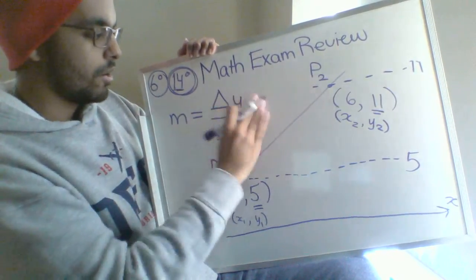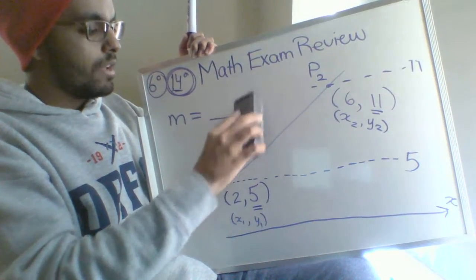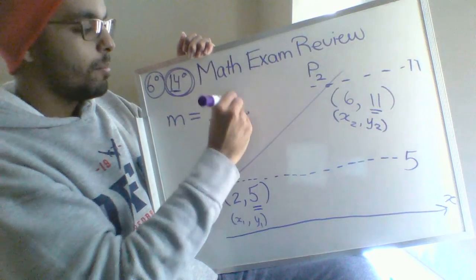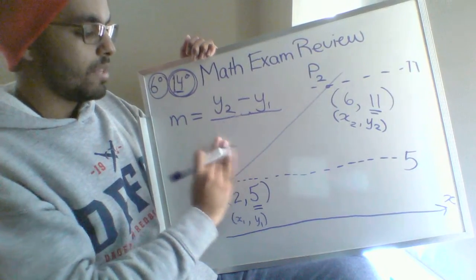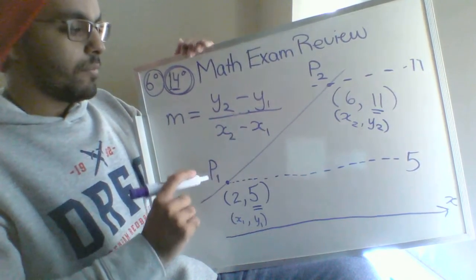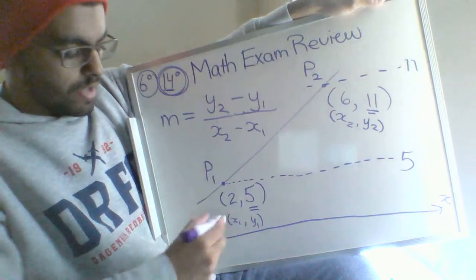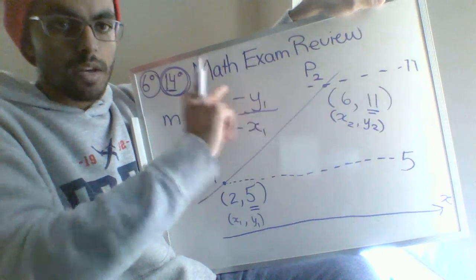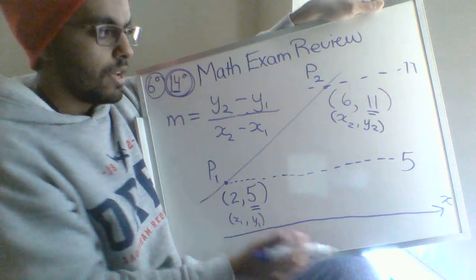So if you remember from our equation, I'm going to rewrite it. Instead of writing delta y, you can say y2 minus y1. And you can do the same thing at the bottom: x2 minus x1. Now all you have to do is make sure you've labeled these points x1, y1 and x2, y2, and it actually doesn't matter which one you call point 1 and which you call point 2.